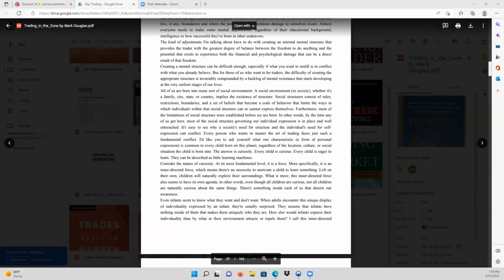Problem number 2, failure to take responsibility. We may want the freedom to make choices, but that doesn't mean we are ready and willing to accept the responsibility for the outcomes. So while trading gives us that freedom, right? And we love it, we love the freedom to do what we want. Are we really ready to accept the responsibility for the outcomes? A lot of us aren't. We're going to blame the market. We're going to blame this and that for the outcome. We're not going to take the responsibility that comes with freedom.